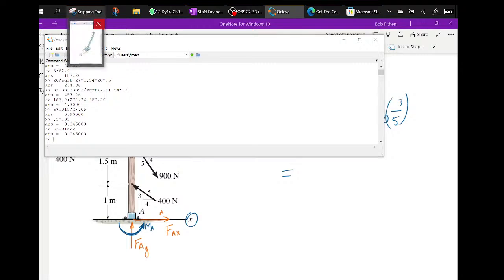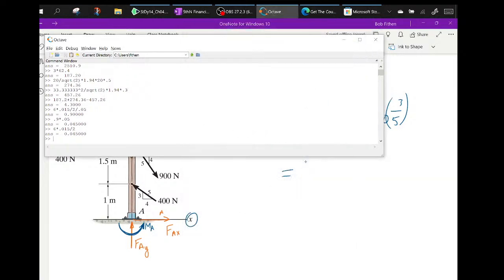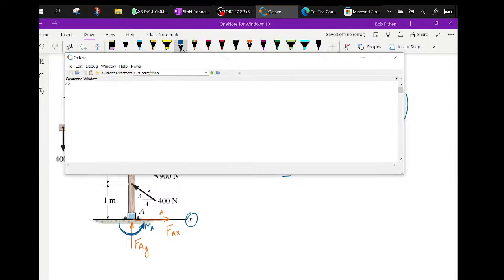What's that snippet tool doing up? Oh, that's from the other class. Yeah, we might need that, but I doubt it. Okay. All right. Come on down. Come on down.